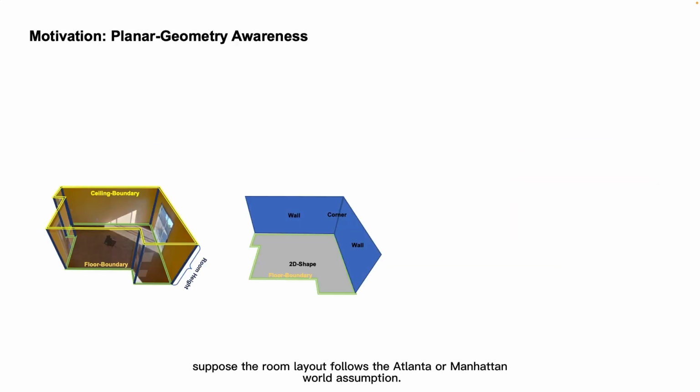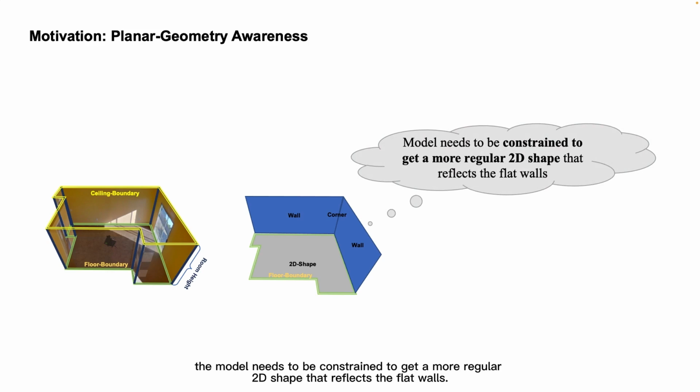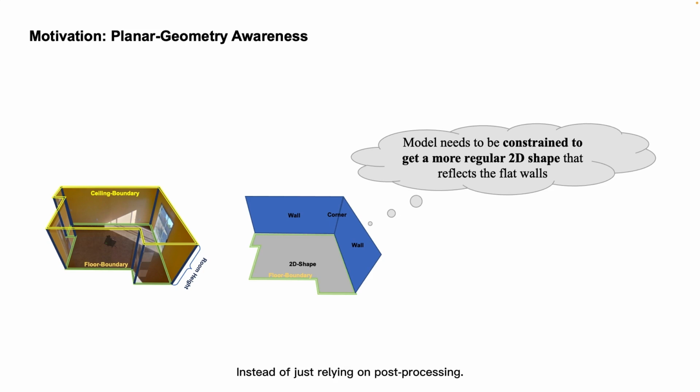Furthermore, suppose the room layout follows the Atlanta or Manhattan world assumption. In that case, the model needs to be constrained to get a more regular 2D shape that reflects the flat walls, instead of just relying on post-processing.